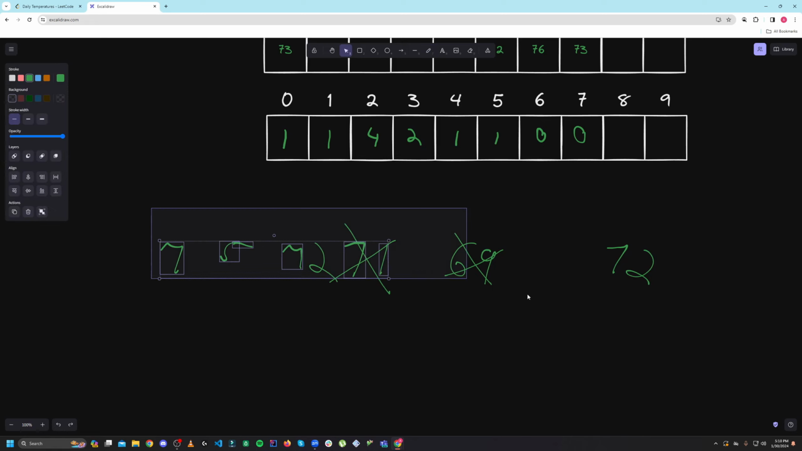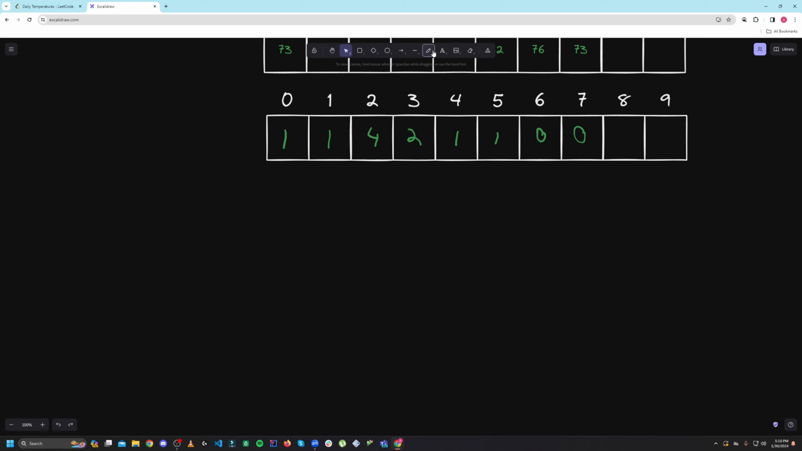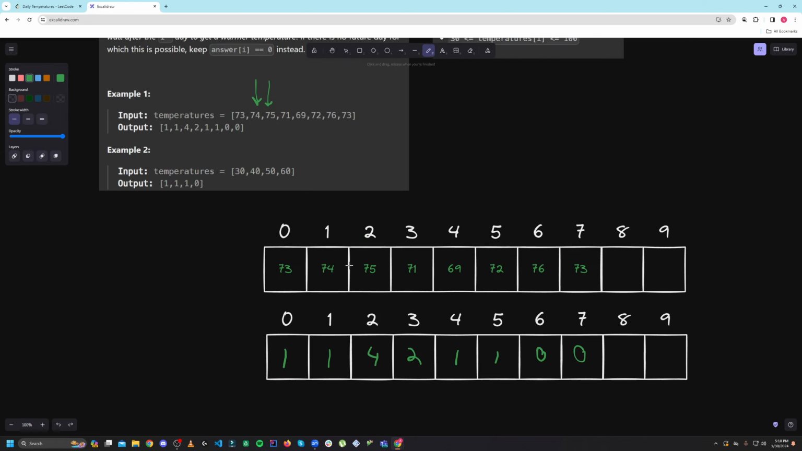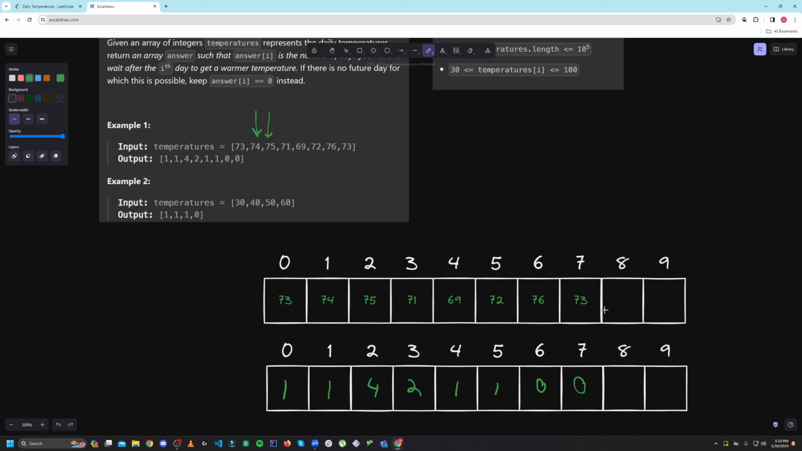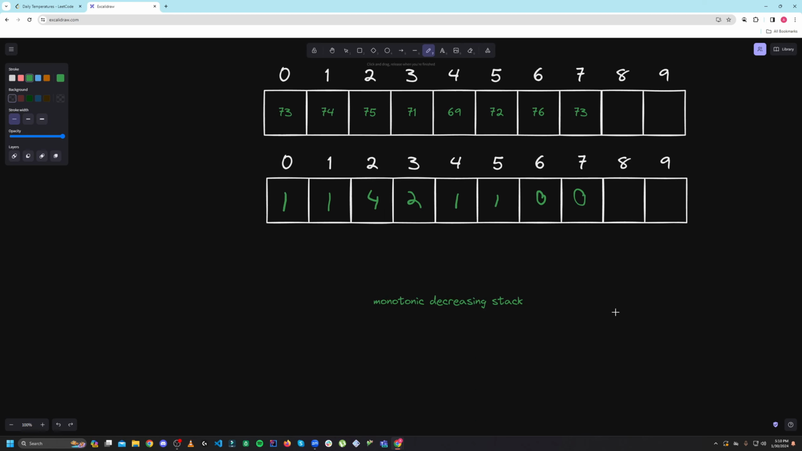And so this data structure is called, and these are ones that you should be aware of, a monotonic decreasing stack. Basically, in layman's terms, that just means you have a stack of elements that are decreasing or equal to each other. I don't remember if a monotonic decreasing stack can have equal elements, but either way, every element will be less than every other element.